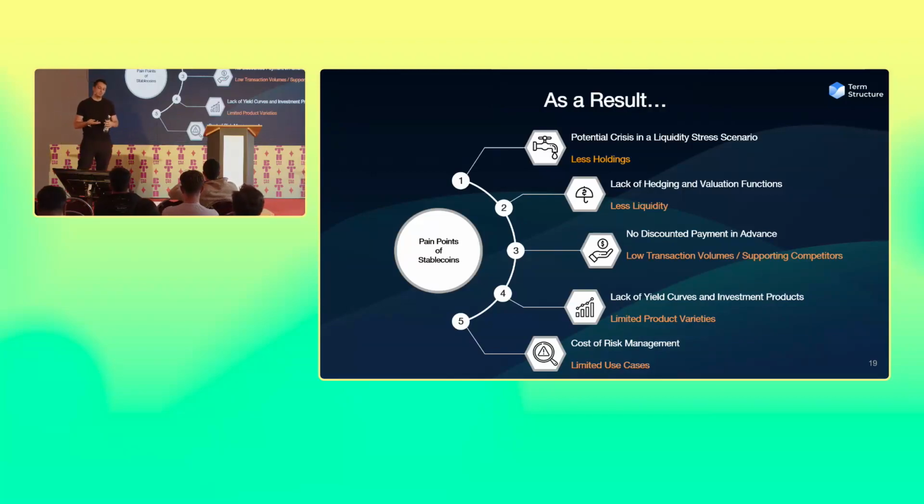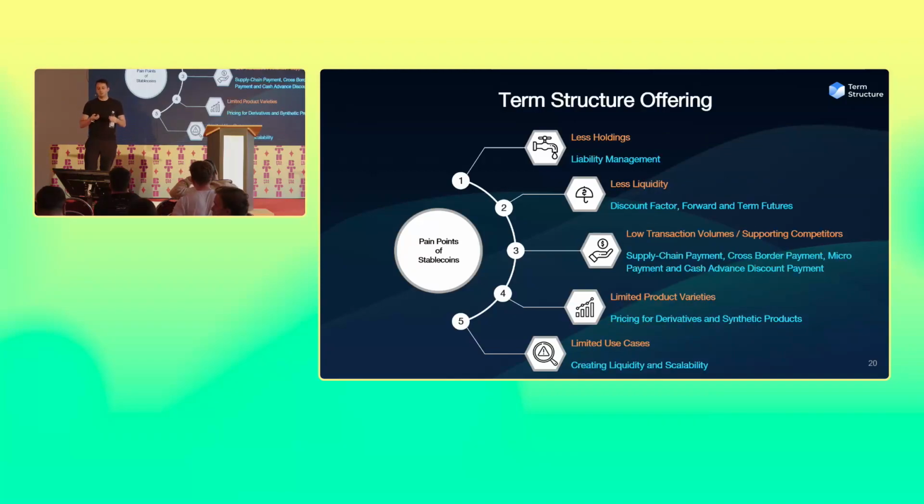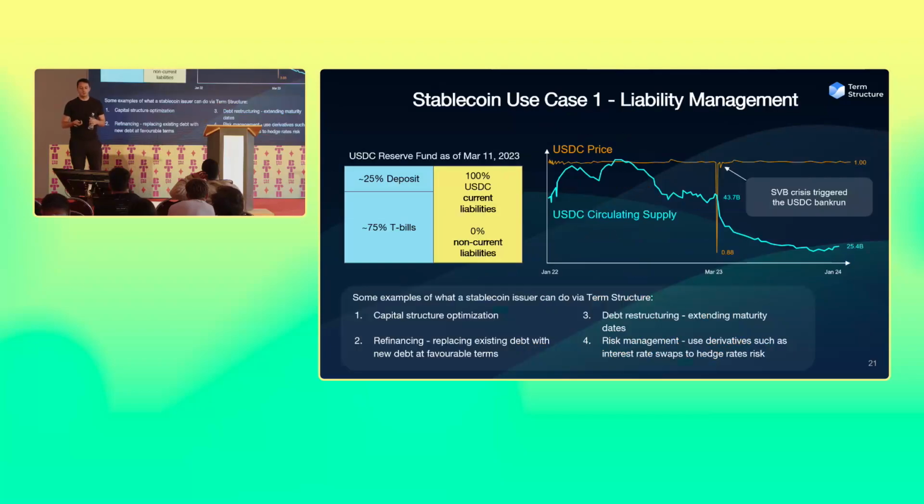So you have less liquidity, less people holding stablecoins, less transaction volume, and in general just a lack of use cases and product varieties. And so the idea is to fix that and create liquidity and scalability, be able to price derivatives and synthetic products via having the discount factor curve and the forward curve and the term futures. You're going to be able to discount future cash flows to the present, make future payments discounted to the present, and things like that.